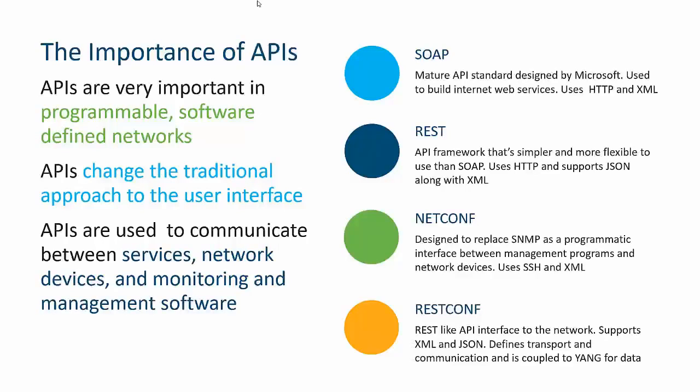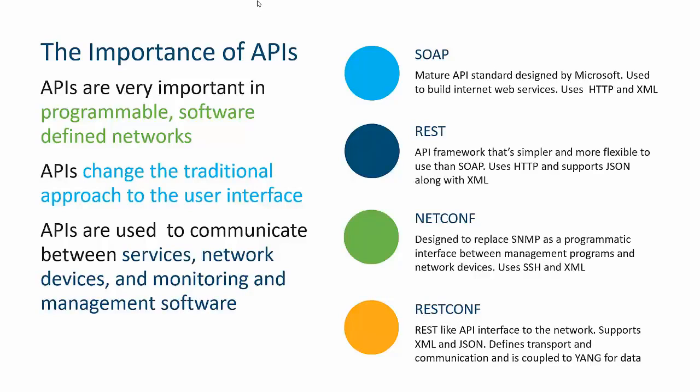The importance of APIs. APIs are very important in programmable software-defined networks. APIs are changing the traditional approach to the user interface. And APIs are used to communicate between services, network devices, and monitoring and management software.